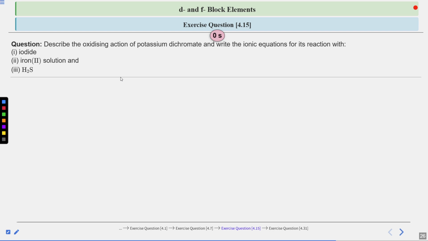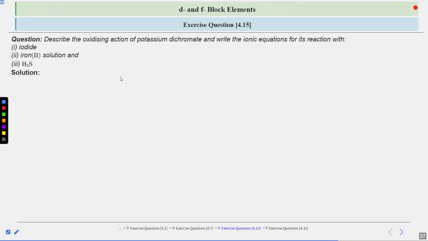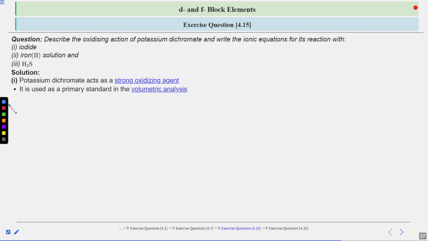Okay, let's see. First of all, potassium dichromate acts as a strong oxidizing agent. It is used as a primary standard in volumetric analysis. Volumetric analysis means determining the amount of a substance by measuring the volume of solution needed for complete chemical reaction. So in that process we use potassium dichromate as a primary standard.